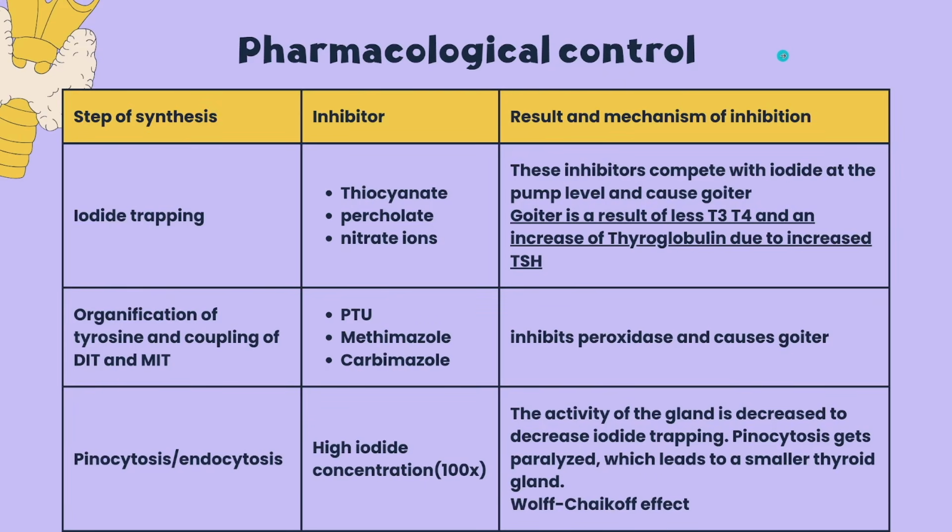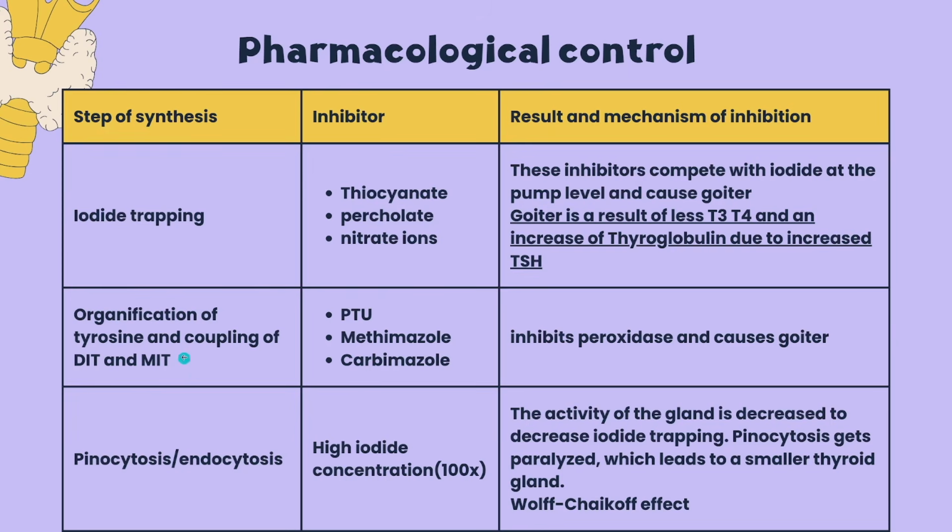Now let's talk about the pharmacological control of every step. Iodide trapping is inhibited by thiocyanate, perchlorate, and nitrate. How do they do that? They compete with iodide at the pump level and cause goiter. Goiter is basically hypertrophy of the gland. It's a result of less T3, T4, which increases TSH, and then TSH has the effect of growth on the glandular tissue and increase of thyroglobulin.